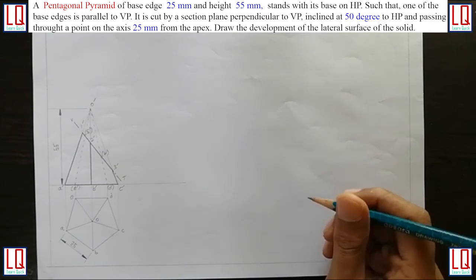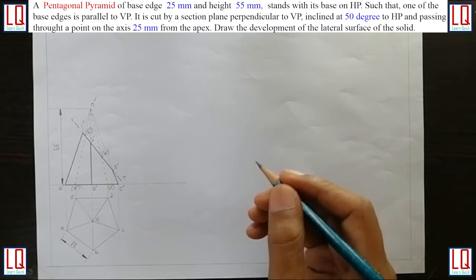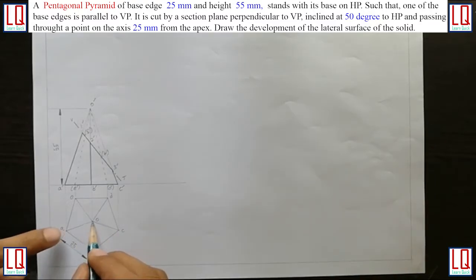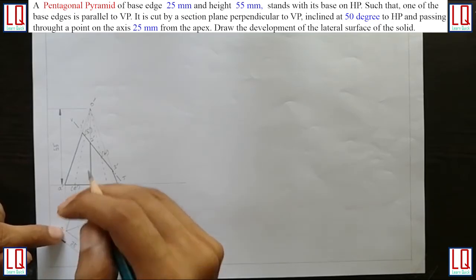Okay, so to develop here we should know the slant edge because we are going to follow the rotating line method. So for that we need the true slant length. Here if you see, OA is not parallel to my XY line. OB, OC, OD, OE, none of the slant edges are parallel to my XY line.